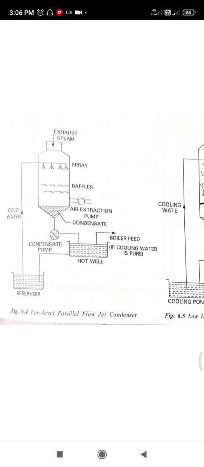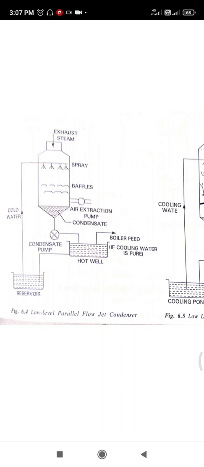In a parallel flow jet condenser, cooling water and the exhaust steam flow in the same direction through the shell. Exhaust steam from the engine or turbine enters at the top. The cooling water is sprayed into the steam at the top of the shell. Both the steam and cooling water are mixed, which results in the condensation of the steam. The mixture, nothing but the condensate and water, is extracted by a pump at the bottom and discharged to the hot well. It may be used as boiler feed water if the cooling water is free from impurities.